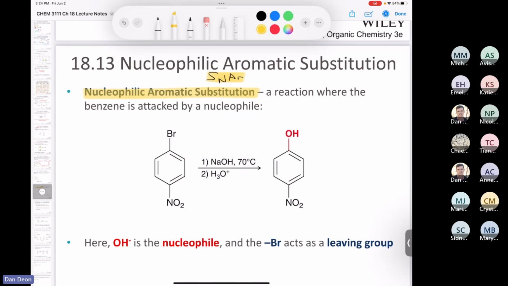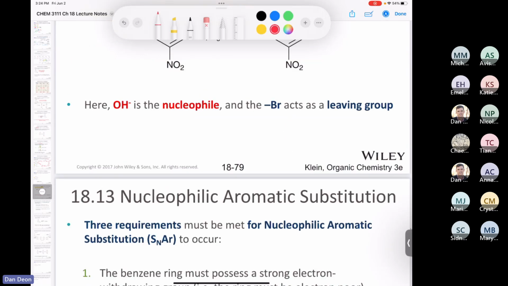So you can see here in this reaction that somehow you're taking para-nitrobromobenzene, treating it with hydroxide, and hydroxide is behaving as a nucleophile here, and we're kicking out the bromine somehow. So this is like an SN2, but it's on an sp2 hybridized carbon on an aromatic ring, so we call it an SNAr. So hydroxide is our nucleophile, and the bromide acts as our leaving group. So how does all this work?